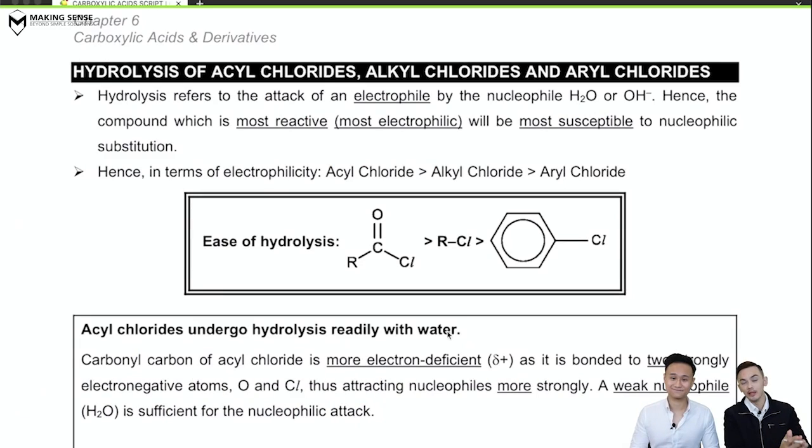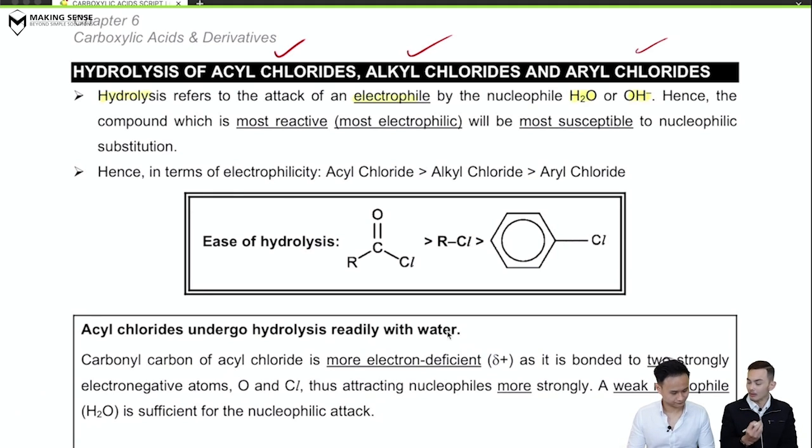Okay guys, so today we're going to compare the reactivity across all the different halogenated compounds, right? What have we learned so far? We have learned acyl chlorides, alkyl chlorides, and aryl chlorides. Now we're going to look at how hydrolysis actually happens. What is hydrolysis? Hydrolysis means you're going to attack an electrophile either by using water or OH minus.